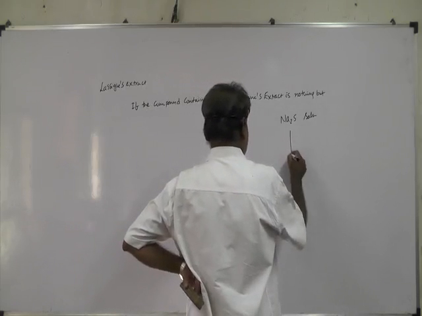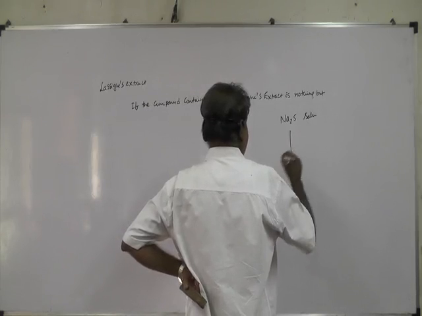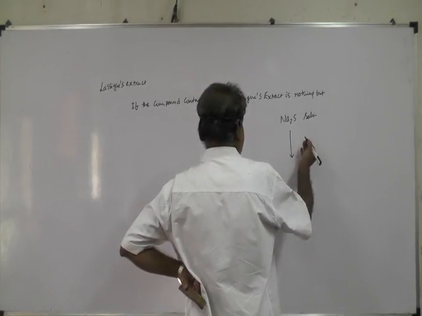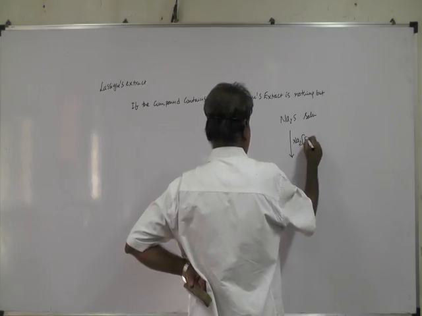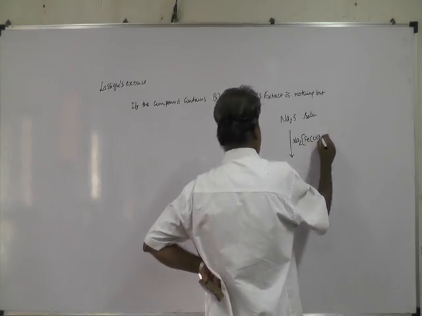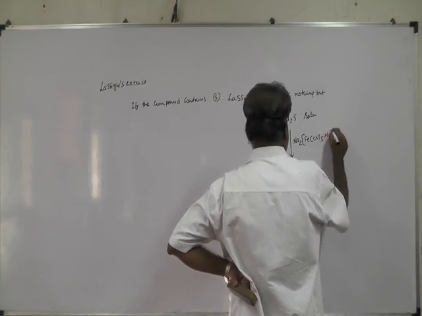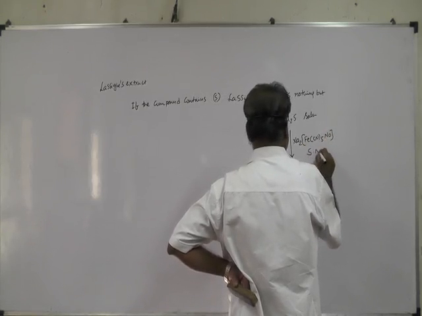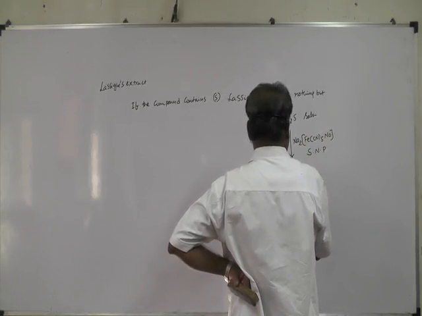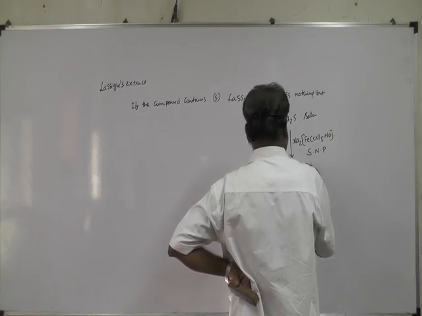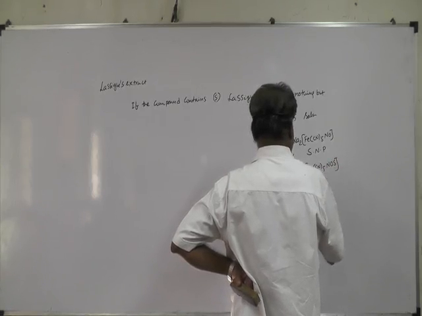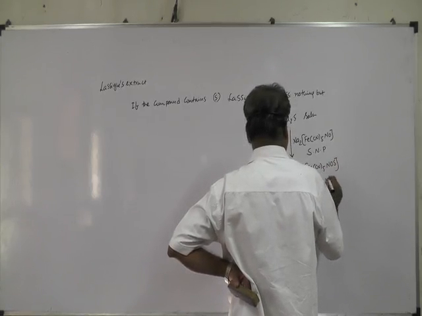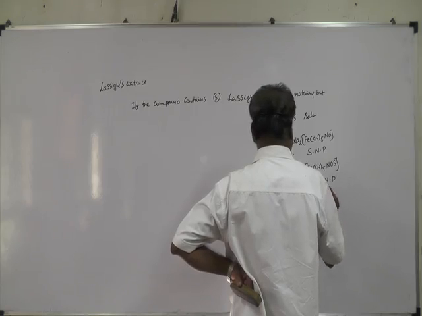Na2S. You add once again the same. Na2Fe(CN)5NO. What is this called? Sodium nitroprusside. You get Na4[Fe(CN)5NOS], sodium thionitroprusside, a violet colored complex.